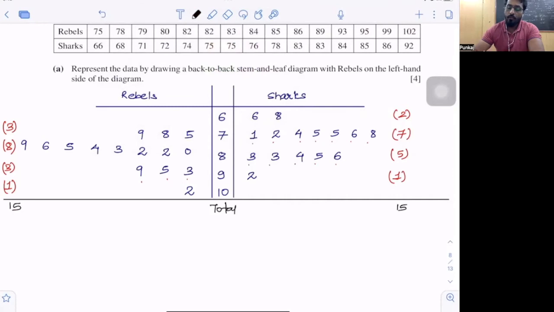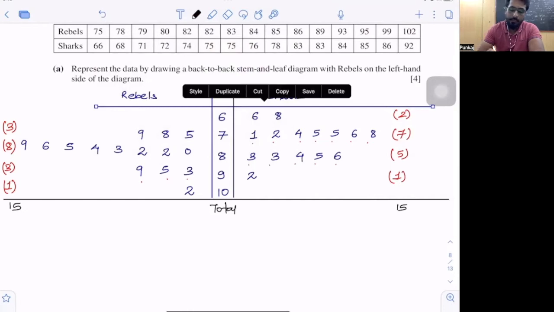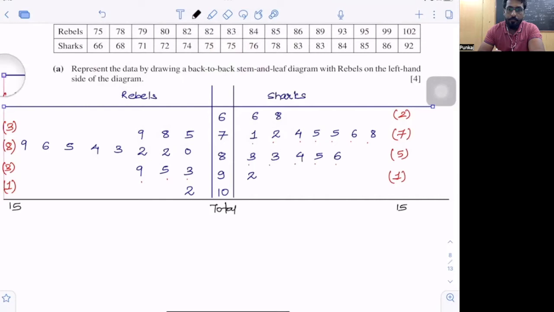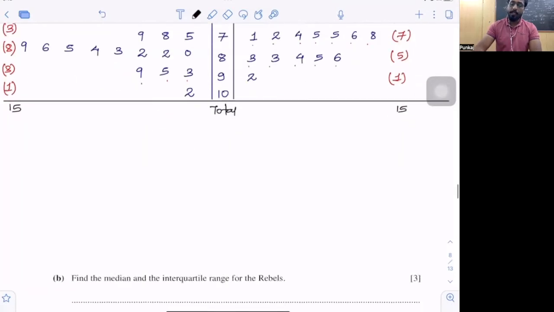So you can observe how I have represented the stem and leaf diagram. I'll just quickly extend this line as well. Okay, now the most important thing of all is you need to also write the key. So I'm going to write the key over here.